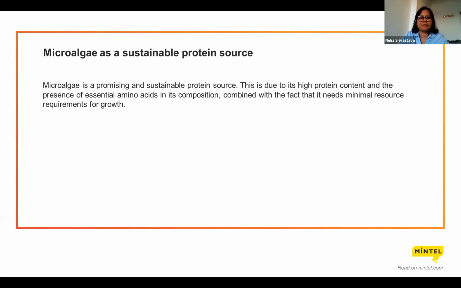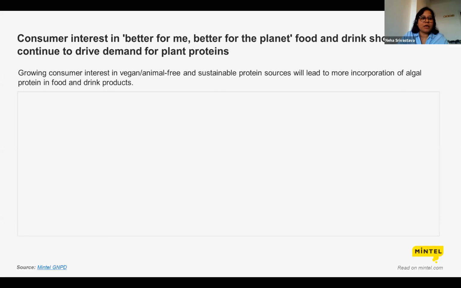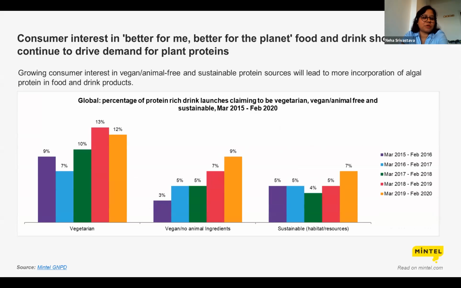So this makes them superior. And this is the consumer and product data, which shows that consumers are interested in better for me and better for planet, and there is an increase in products, mostly protein rich drinks, which claim to have vegetarian, vegan and sustainable protein sources.